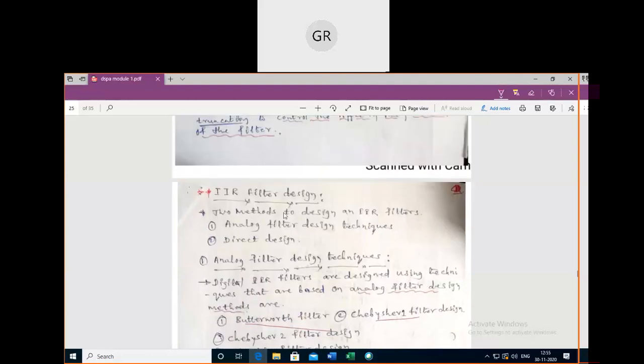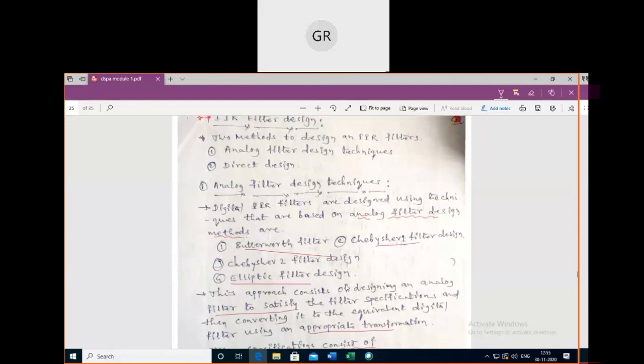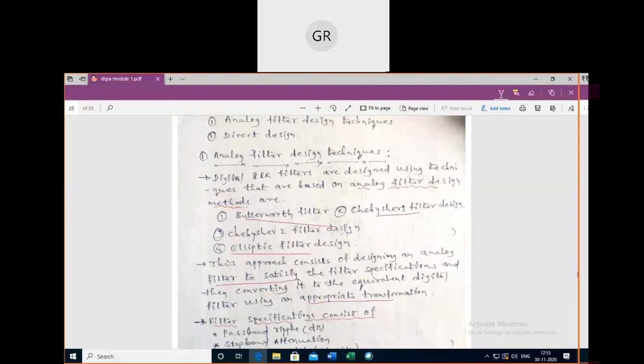What are the methods we are using for IIR filter design? Two methods: analog filter design techniques and direct design. In analog filter design techniques, we have some analog filter design methods. Then after designing, we convert it to a digital filter by taking some transformation.